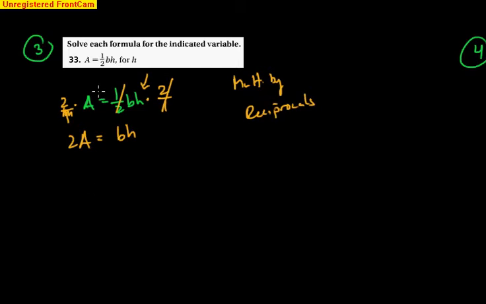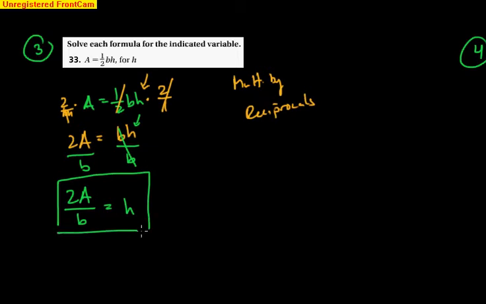Again, I want to get h alone, so I need to get rid of the b. The b is being multiplied with the h, so divide by b on both sides. And we get 2a over b equals, the b's cancel, and there's h, all by itself. So again, don't be worried about the variables, just think, what is happening? How do I undo it? And that's how you get through the problem.